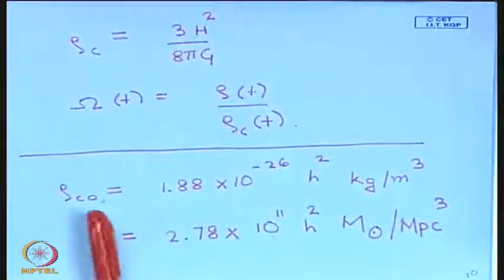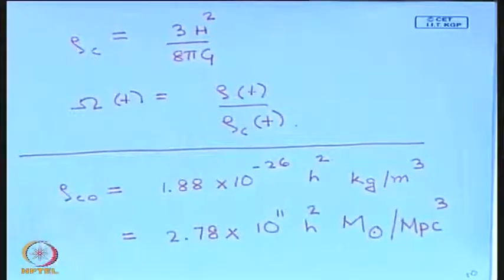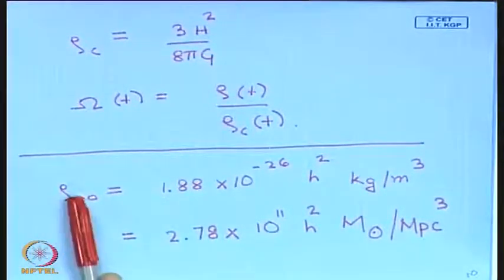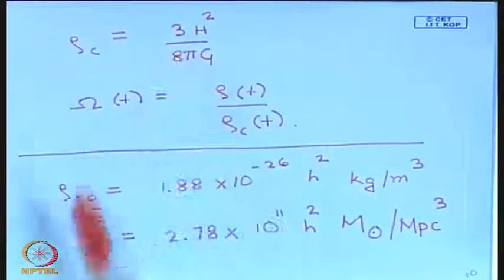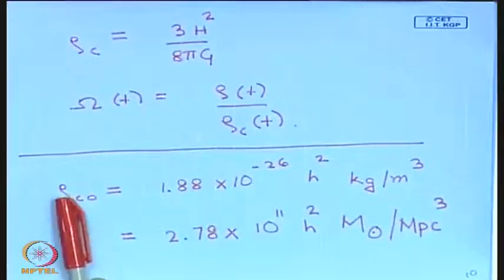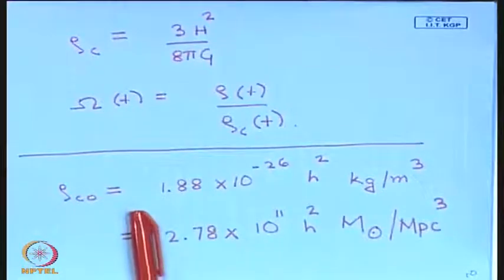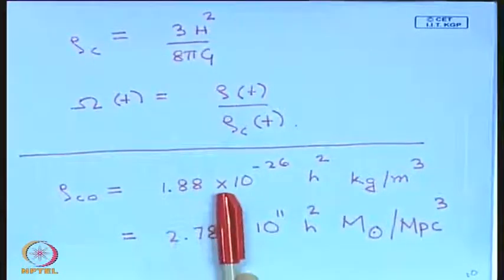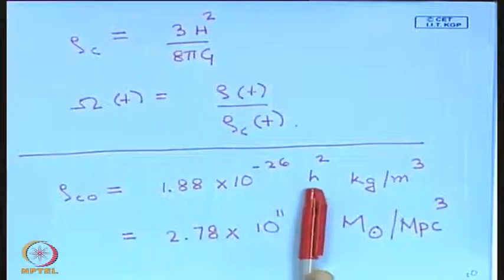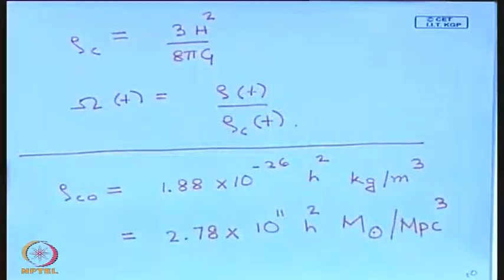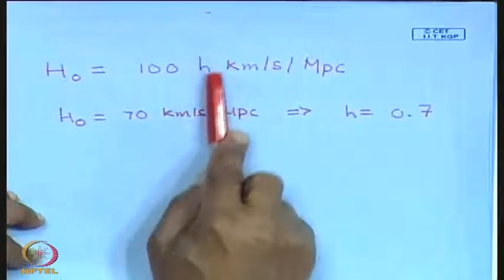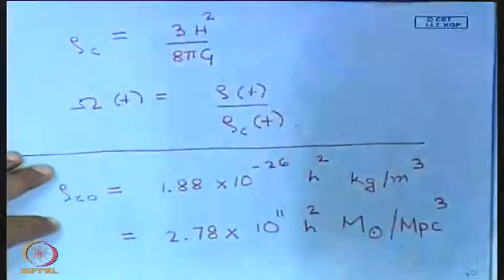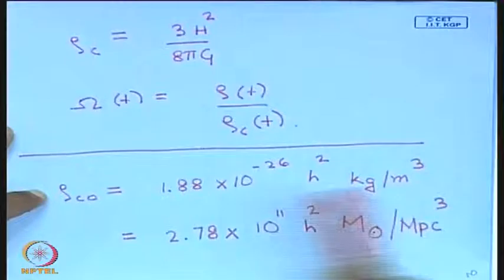I had also asked you to estimate the value of the critical density. So, I hope you have done this. If you put in the value of the Hubble parameter and the other constants, the value of the critical density comes out to be 1.88 into 10 to the power minus 26 h square kg per meter cube. The h square is there because we have parameterized the Hubble parameter in terms of this h.